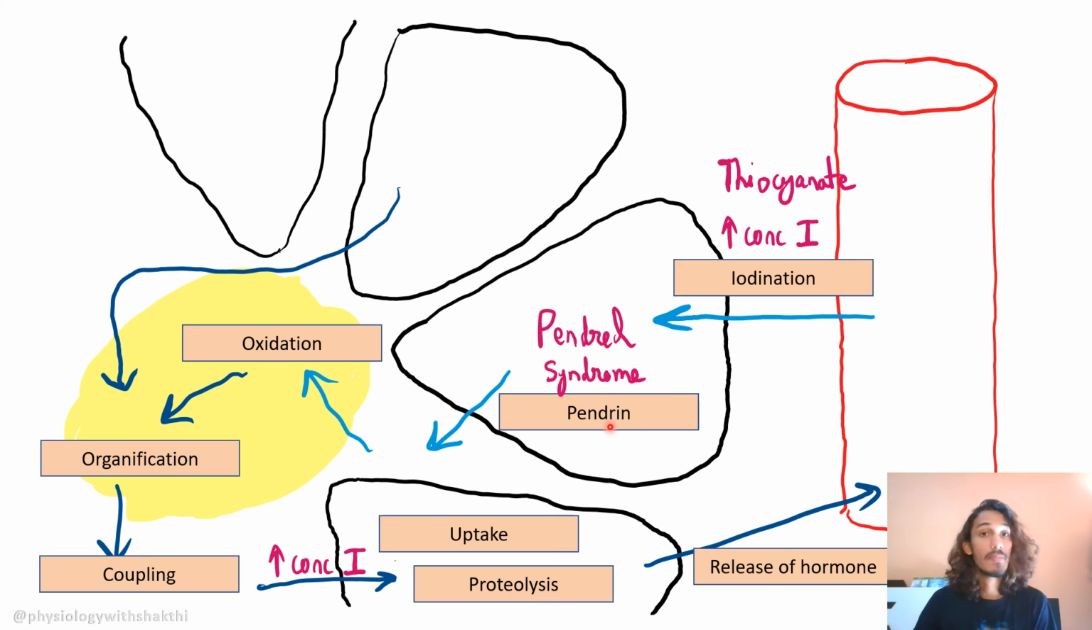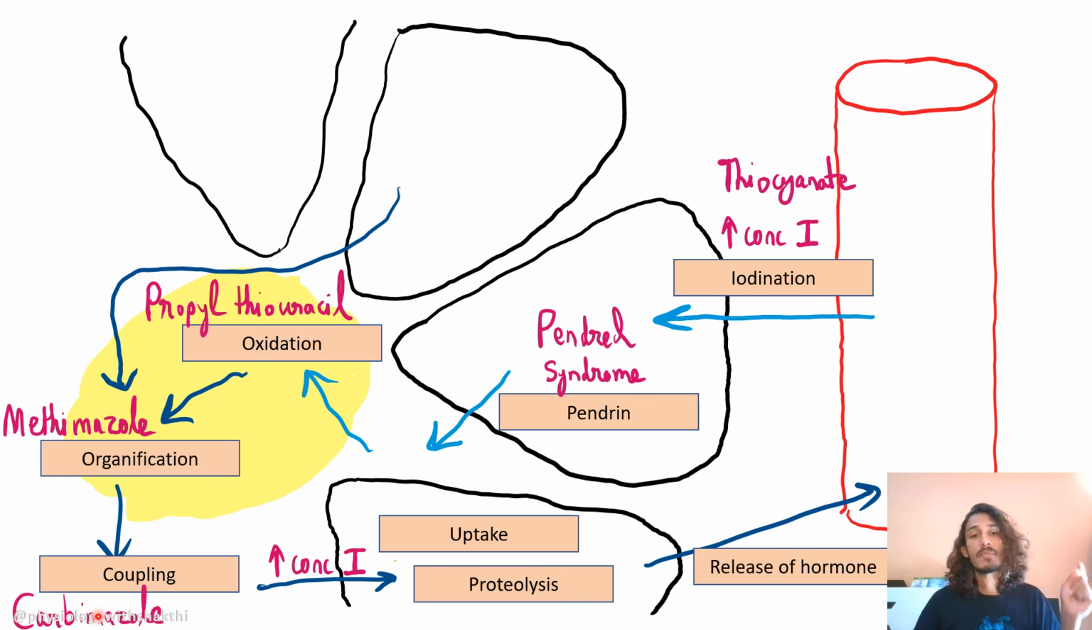Apart from that, we have the Pendrin. A defect in that is seen in a syndrome called Pendrin syndrome. This has a series of things, even sensorineural hearing loss is there in this. Then it goes into the follicular fluid. Oxidation is affected by propylthiouracil. Organification is affected by methimazole, and coupling is affected by carbimazole. So propylthiouracil for oxidation, carbimazole for coupling.